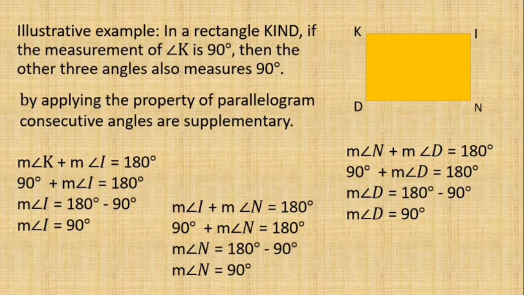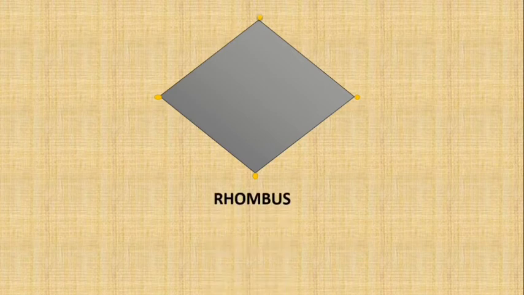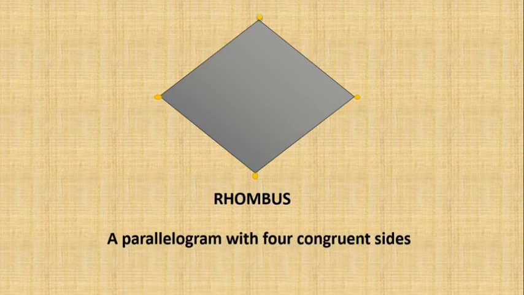Any questions about these two theorems, learners? Okay, very good. Let us proceed to the next classification of parallelogram. Learners, what do you call this figure? Yes, correct. It's a rhombus. And what is a rhombus? Very good. A parallelogram with four equal sides.